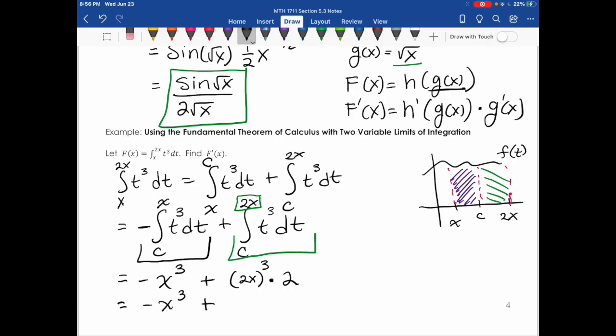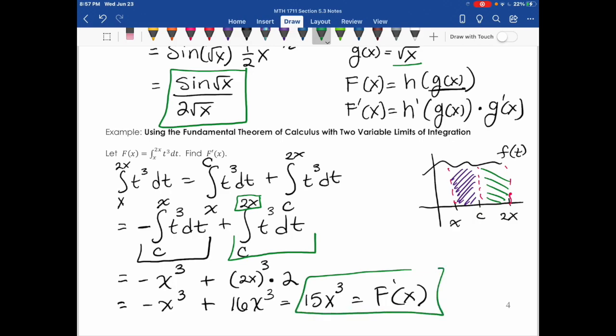So this is going to give me negative x to the third plus 8x to the third times 2, which is 16x to the third. And when I combine my like terms, I get 15x to the third. So this is my derivative of F, and that's using the fundamental theorem of calculus. That's using the chain rule, and then we also had to use some properties of the integrals to rearrange the expression in a way that we can use the fundamental theorem of calculus.